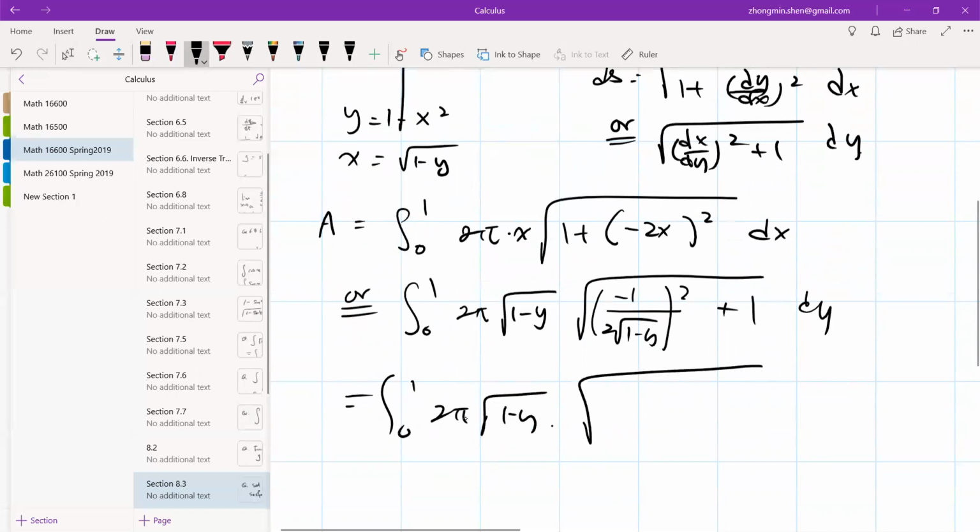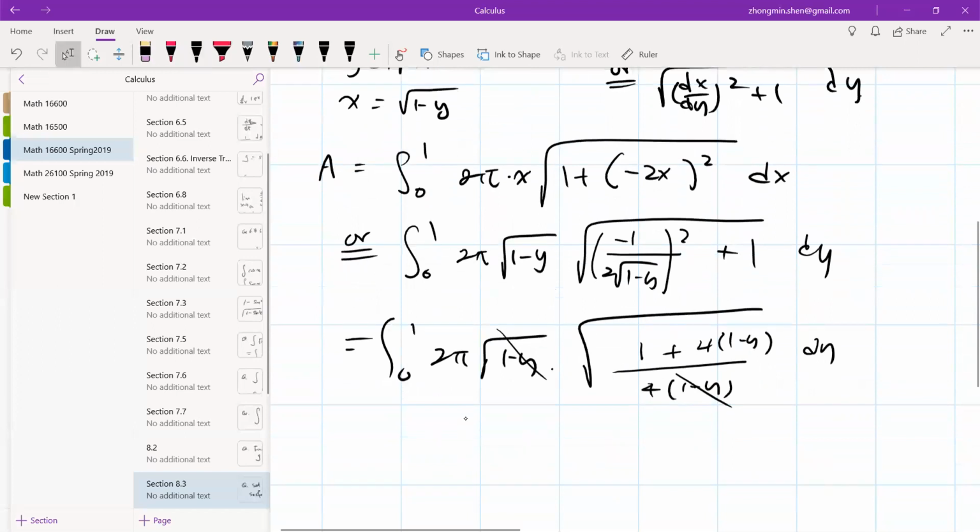What you get here is going to be a quarter. Here's 4 times 1 minus y, right? And this is 1 plus 4 times 1 minus y, dy. And this 2 cancels out, this 2 cancels out, and this 2 cancels out. So you get pi times the square root of 5 minus 4y dy.